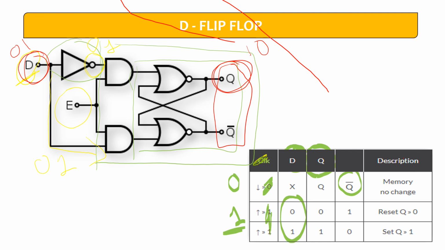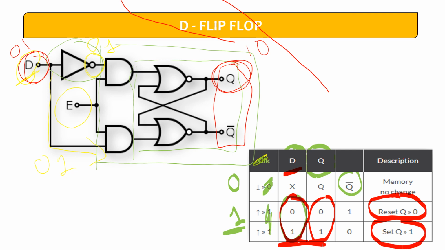So this is 1. In that case, because I have only one input, there are two possibilities, that is 0 and 1, and the same case with the Q. So if both the values are 0 0, in that case I can reset Q to 0, and if both are 1, we can set Q to 1.